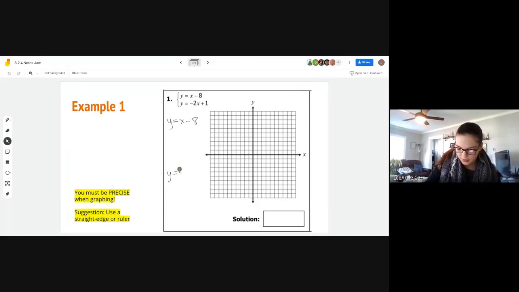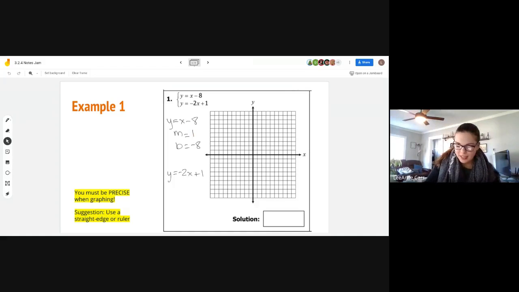And y equals negative 2x plus 1. Perfect. Okay, so now we get our slopes and our y-intercepts. In this first case, our y-intercept would be negative 8. And our slope here, there is no number there. What do you think our slope is, guys? Throw it in the chat if you know. What's our slope in that first equation? Thank you, Caitlin. Our slope is 1.